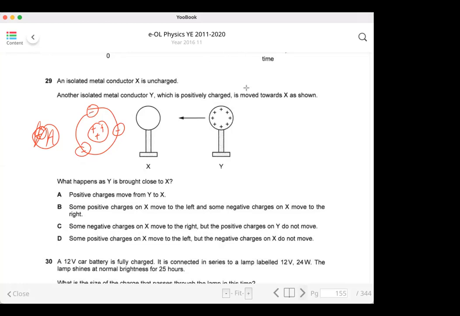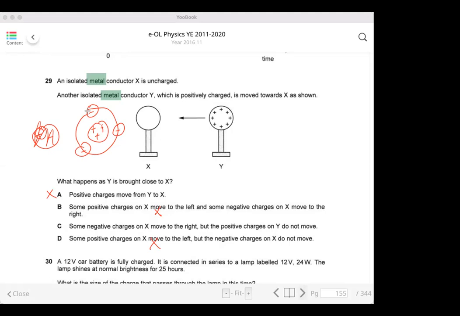So for this question, what will I highlight? I'll highlight the word metal and then another metal. So only the electron can be moved freely. Clear so far? So positive charge cannot move. Do you remember this? Positive charge will always stay with the atom. It's only the electron, the negative charge, that is able to move. Clear so far?